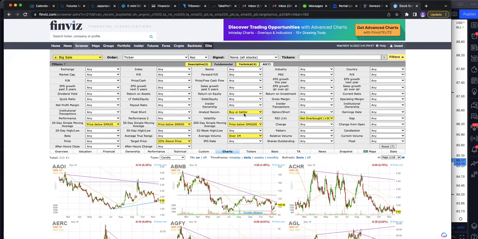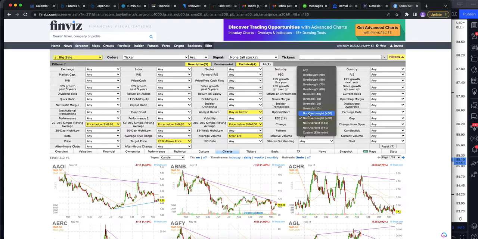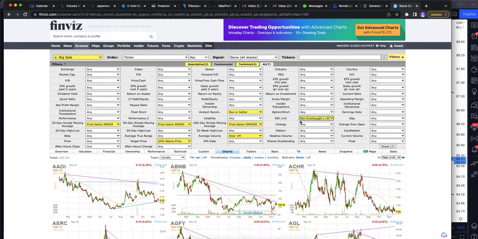I want the recommendation to be buy or better. I want the RSI to make sure that it's not overbought. So I want it to be at an extremely deep price, but not still on a decline potentially. I want it to be coming out of oversold territory, so that way I can catch it in the stage one, going into a stage two. And you can also change this to overbought if you want. But I'll just make sure that it's below 50, and so that's there.